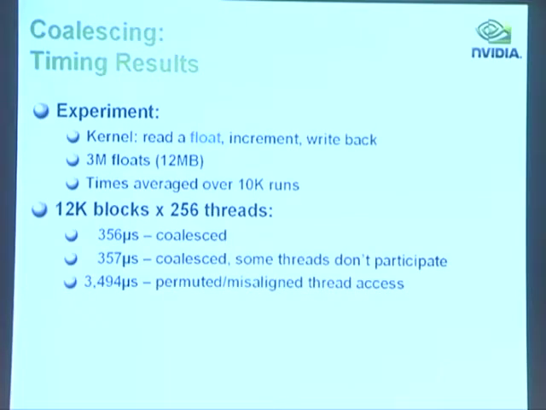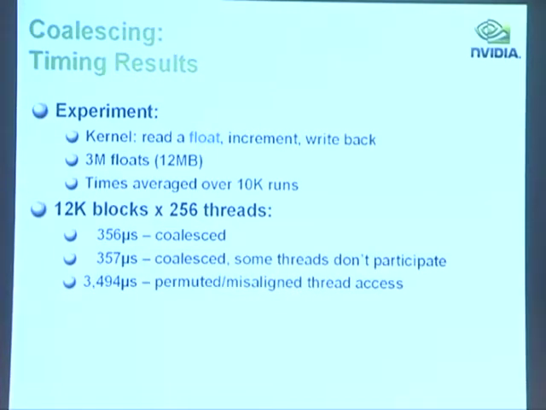Okay, so we did some timing results on a simple, trivial code just written to compare coalesced access to non-coalesced access, and you can really see the difference here. In this case, the kernel's thread reads a float, increments it, and writes it back, so it's doing two memory transactions. There are 3 million floats, and the times are averaged over 10,000 runs to get rid of noise. We divide that into 12,000 blocks of 256 threads each. If we are doing perfectly aligned and sequential addresses, it takes 356 microseconds.